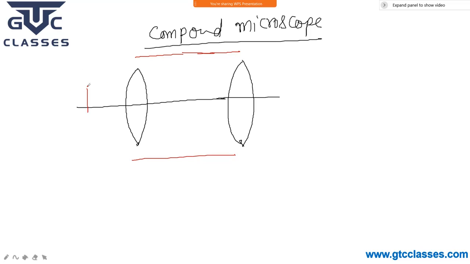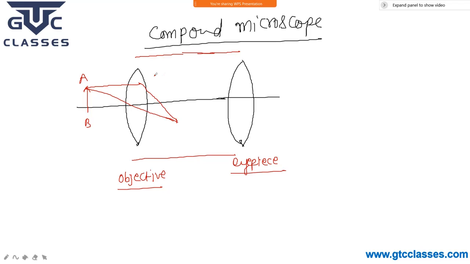Correct? So let's see what is happening. Here is the object AB. This object is creating an image. After refraction, you are getting an image. The first lens we call the objective lens, because it is near the object. And this we call the eyepiece lens, because it is near the eye. So here will be the object, here will be the eye: objective lens and eyepiece lens.